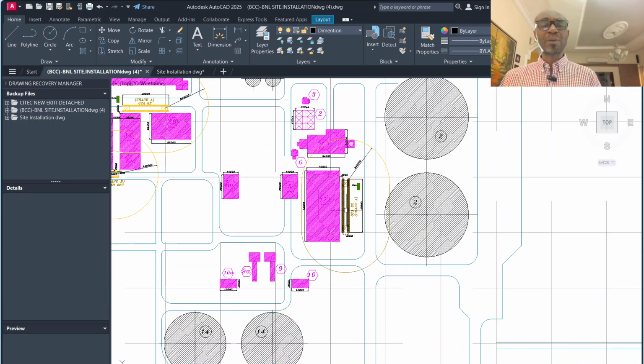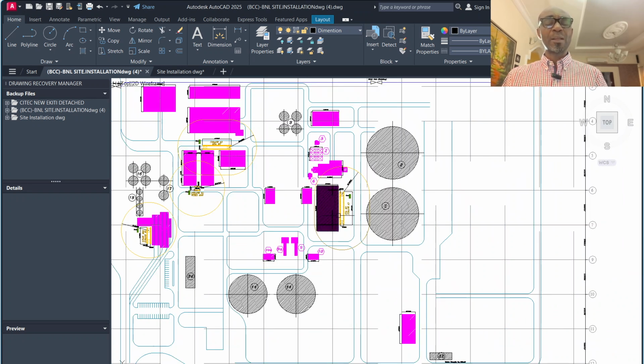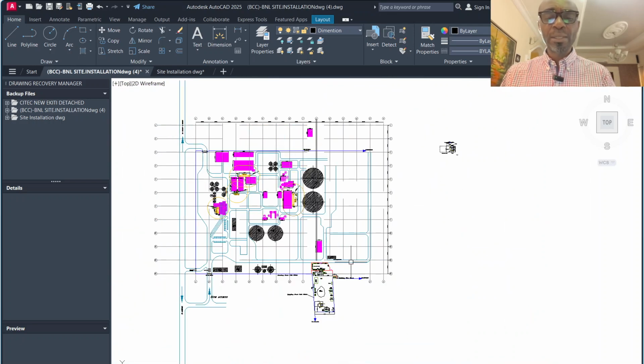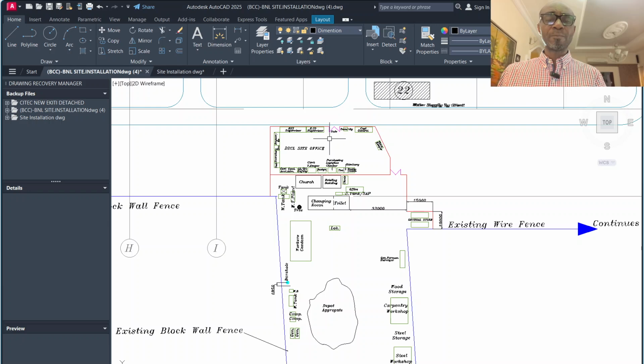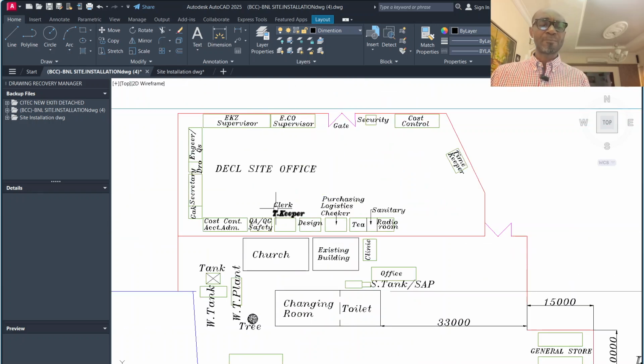So all these items, you have to take cognizance of when you are pricing your temporary works. These are all within the range of temporary works. Then coming to the office area, as you can see, there is already an indication showing how the office is going to be arranged.